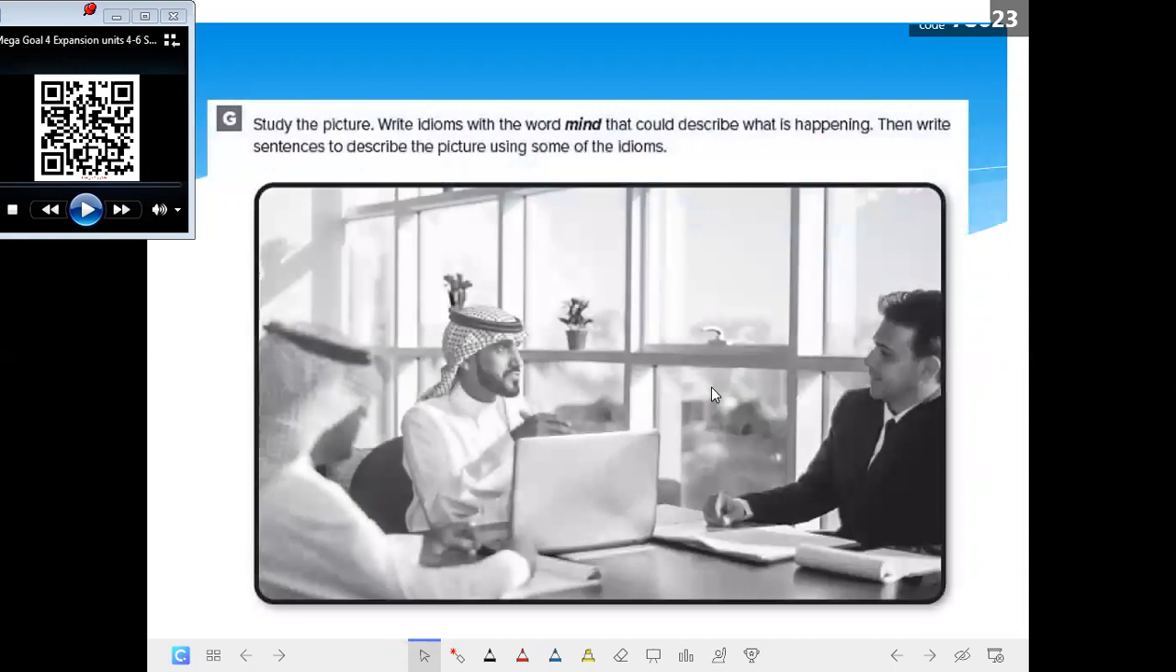Now let's go to page 71. Let's go to page 71. As you see here for this page or this exercise, he wants you to study the picture, write idioms with the word mind that could describe what is happening. Then write sentences to describe the picture using some of the idioms.